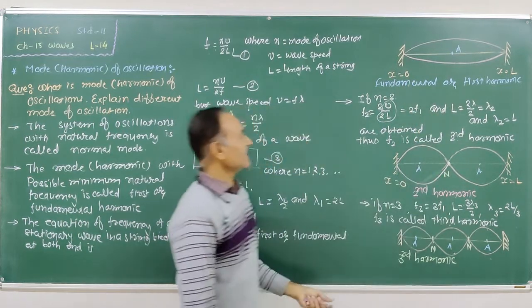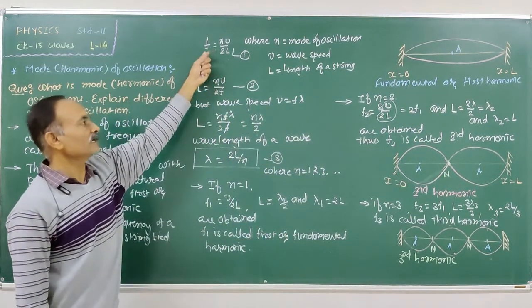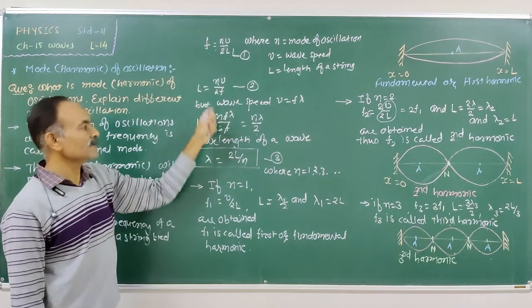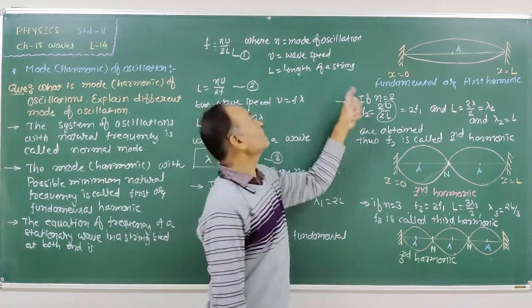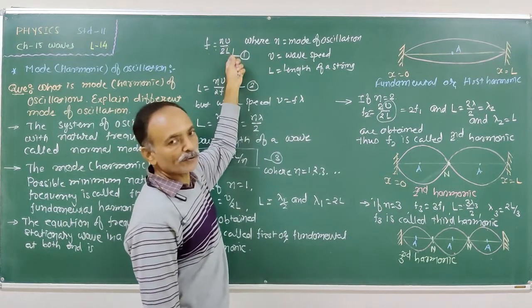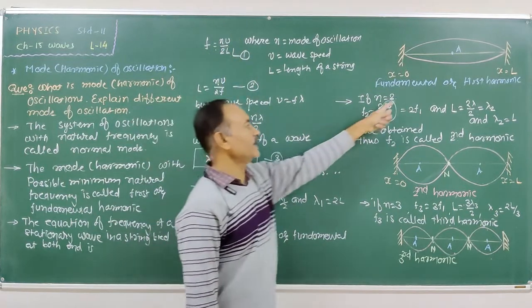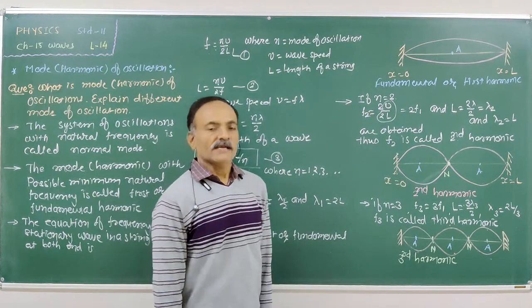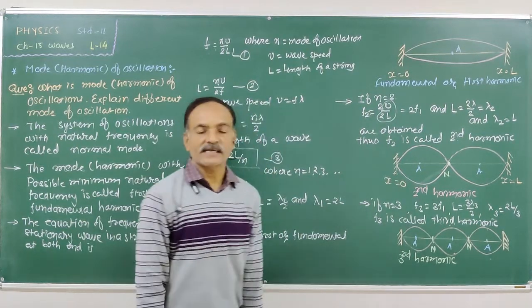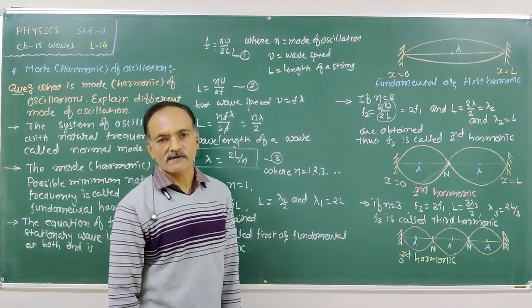Now we take n is equal to 2 in these three equations, so we obtain f2 is equal to 2v upon 2L. But we know that v upon 2L is equal to f1. Therefore, 2f1. Now the string oscillates with double the frequency of the fundamental frequency.